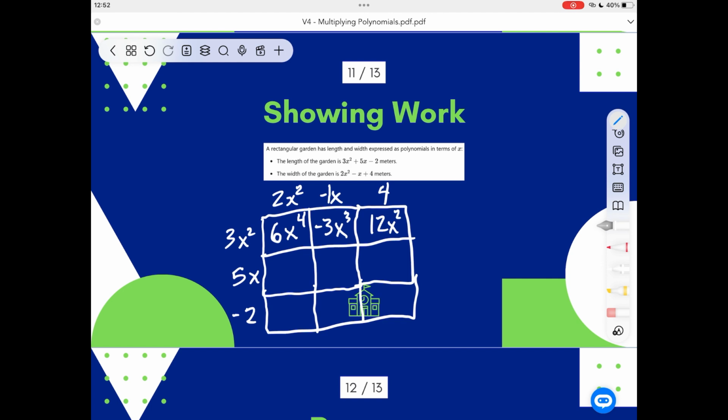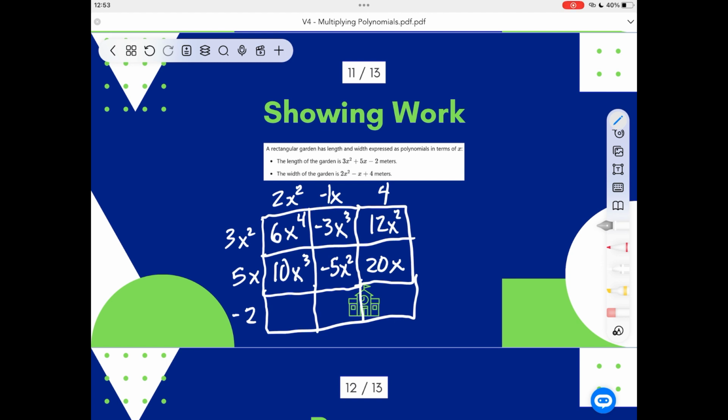Now in the middle on the left, 2 times 5 is 10. X times x squared is x to the power of 3. 5x times negative 1x is negative 5x squared, because there's an x times an x. And finally on the right, 5x times 4. 5 times 4 makes 20. And then we just have a single factor of x.